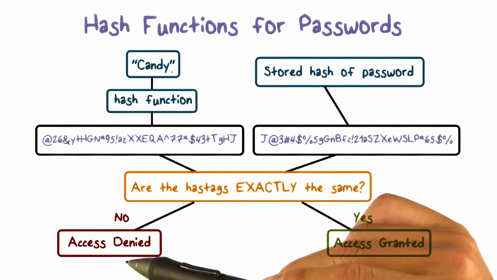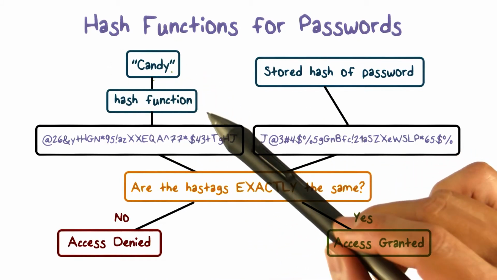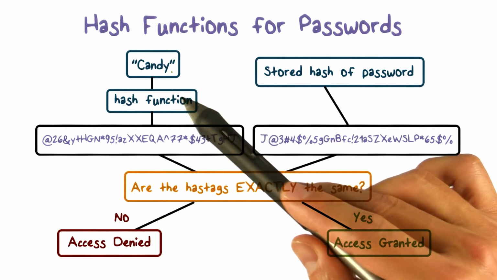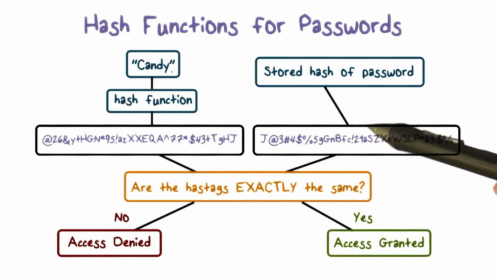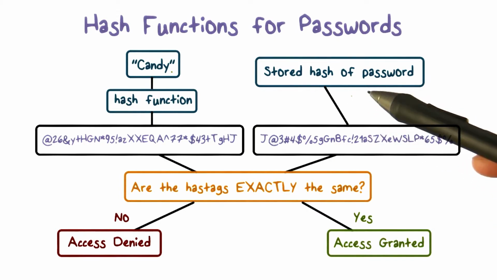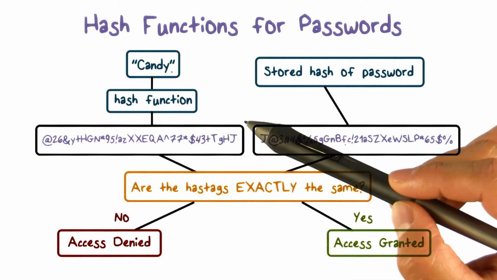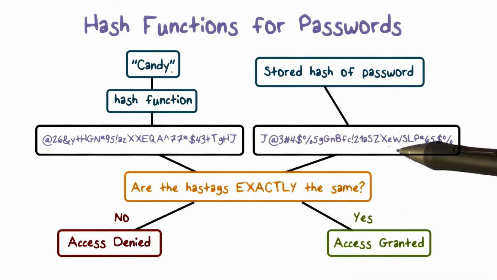Otherwise, access is denied. That is, the clear text password candy is never stored on the system. Only the hash of the password is stored on the system. And then whenever the user types in a password to authenticate him or herself to the system, the input will be hashed. And then the hash of the input password will be compared with the stored hash of the password.